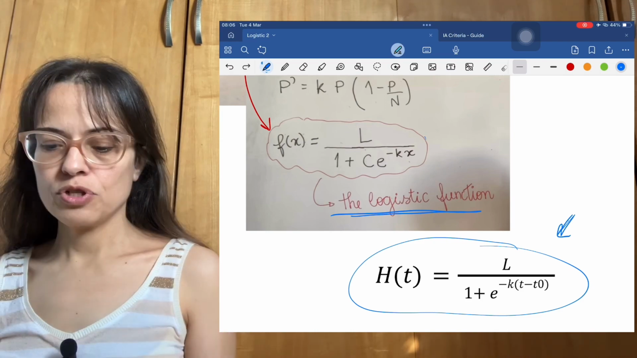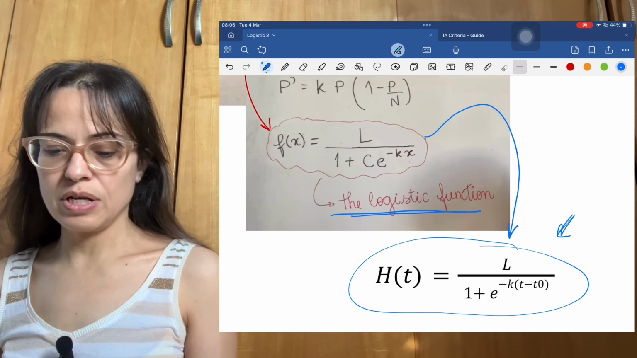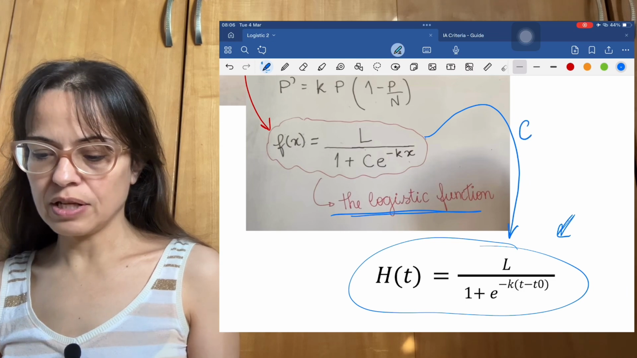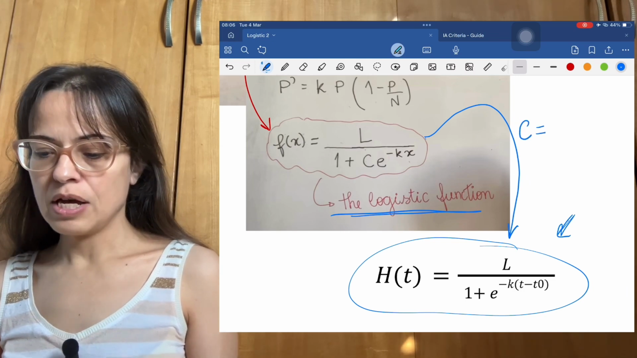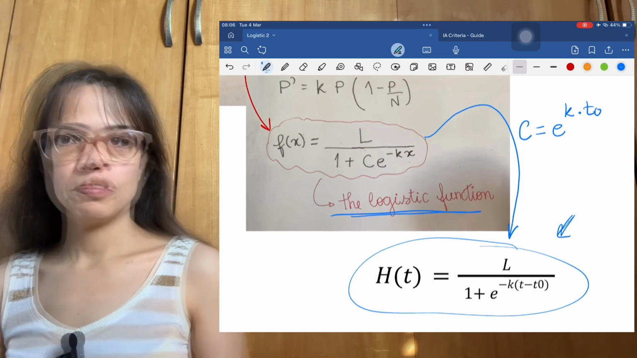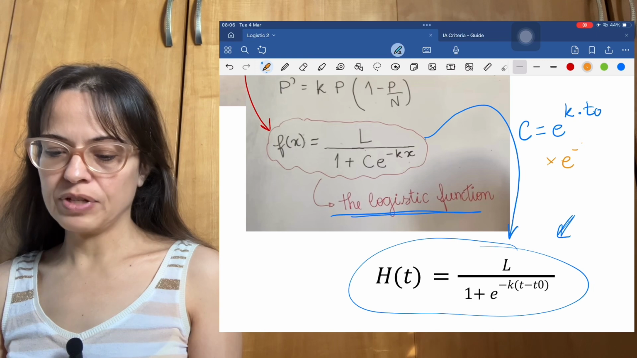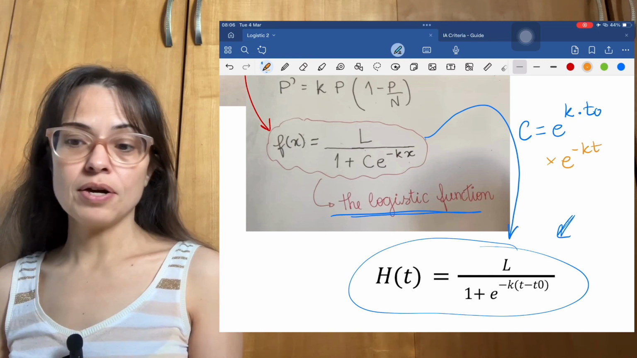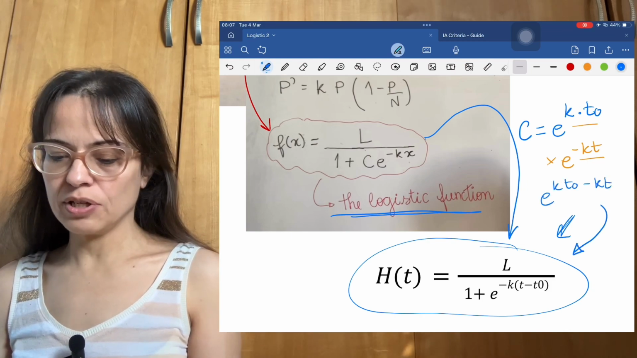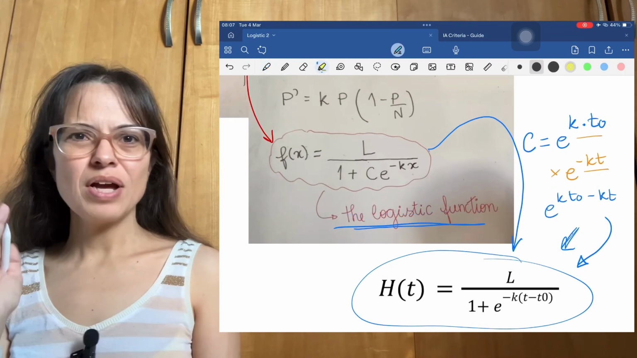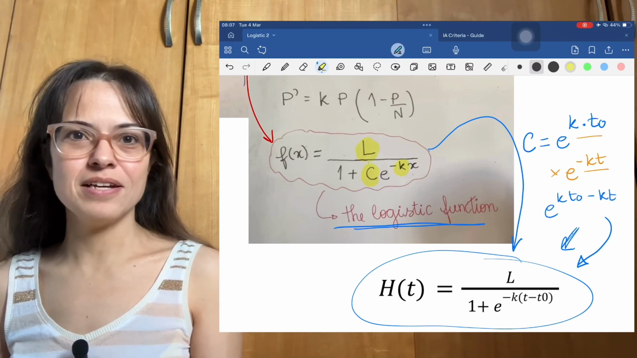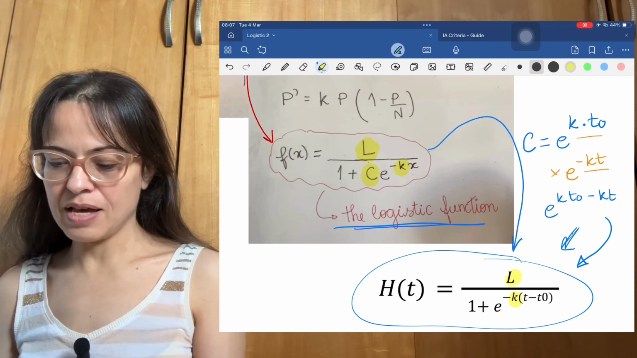Of course, if you want to come from this one to this one, it is also just a matter of doing a small manipulation. So you're going to take that constant c that you have in the denominator, and you're going to call it e to the power of k times t0. So that when you multiply that by the e to the power of negative kt that is already there, you're going to add these exponents and then factor out a negative k, which leads us to this other formula. And you have the same number of parameters too. This is important. You have L, C, and K here, and in the other one you have L, K, and T0.